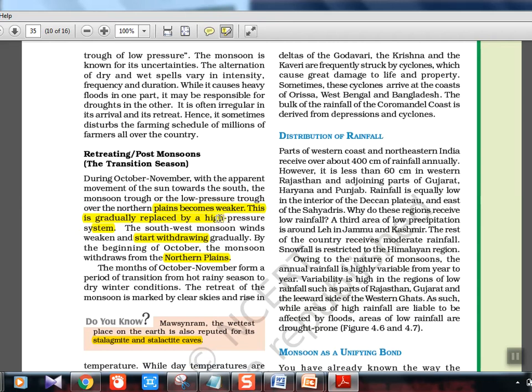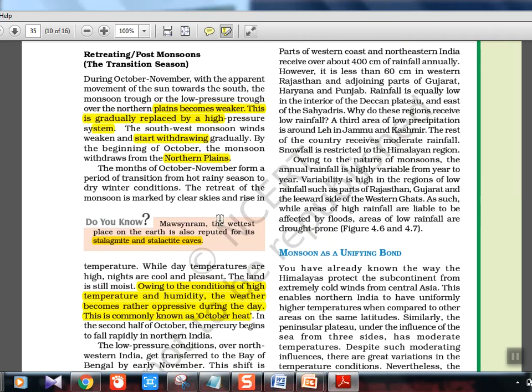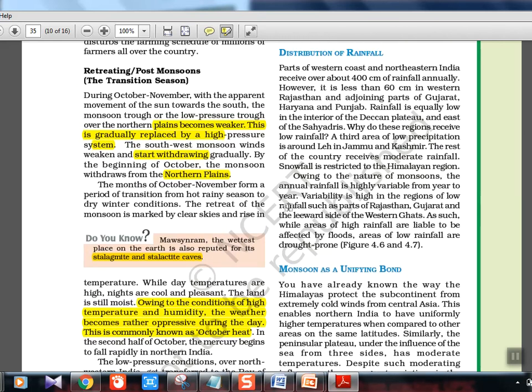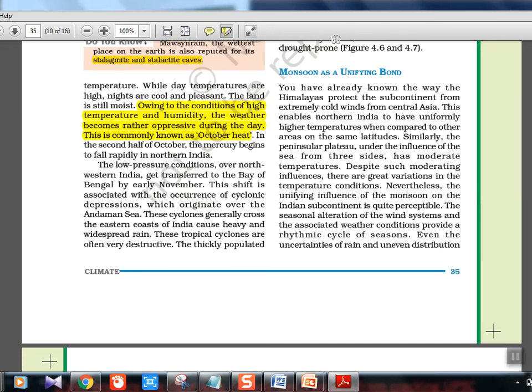Please prepare well. Temperate cyclone and tropical cyclone. In this chapter we don't have it. I'll tell you, or I'll take a separate video whenever it is there. Then distribution of rainfall, again I told you, different, like Ladakh will have less rainfall, Western Ghats will have high rainfall. Monsoon as a unifying bond can be a question, like how monsoon acts as a unifying bond.